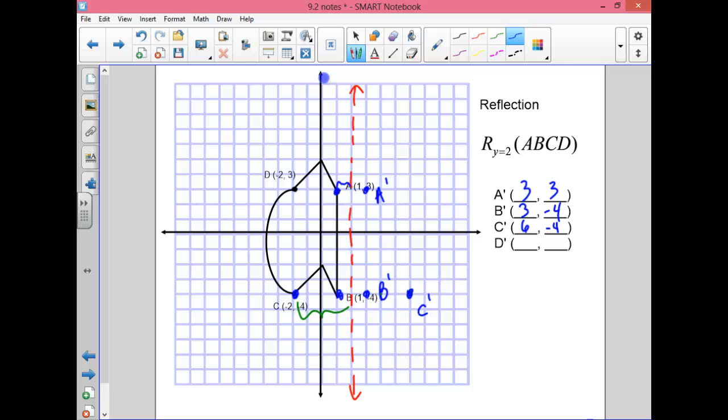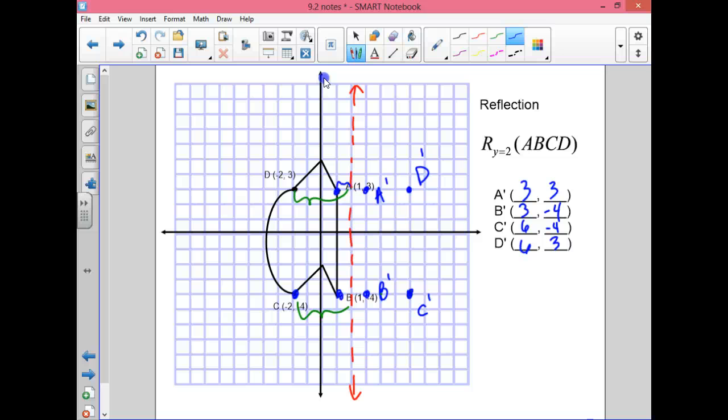Same thing with D. D, you're going to need to count units, and it's going to be the same 4 units. So D is going to come up right here, which is the point 6, 3. Okay, so we have all of our new points, all of our A prime, B prime, C prime, and so forth.